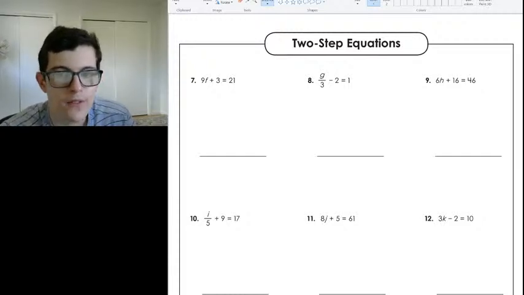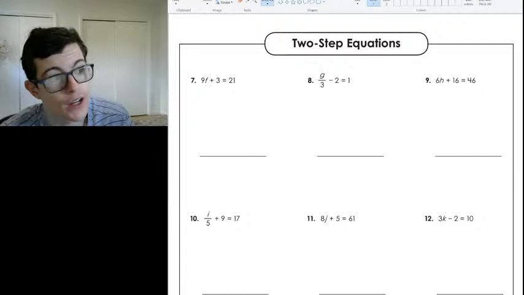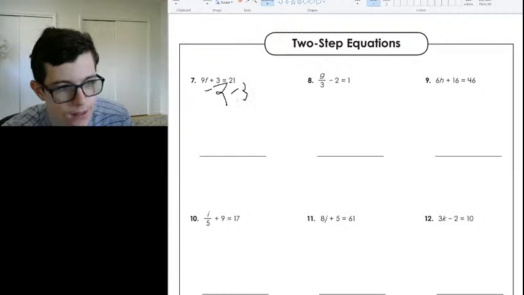So now that we've hit 25 minutes and 30 seconds, I can move on to the next problem. Looking at this problem, we have to do our inverse operation of subtraction. So first we're going to subtract 3 from both sides of the equation. You get 9f equals 18.